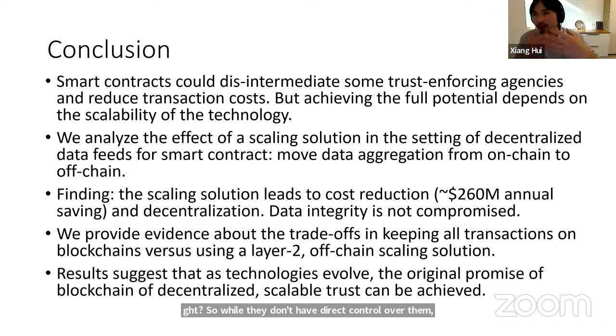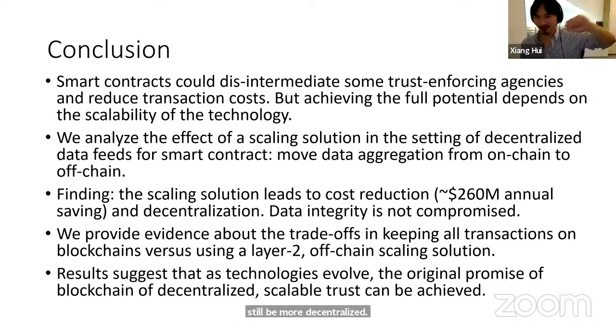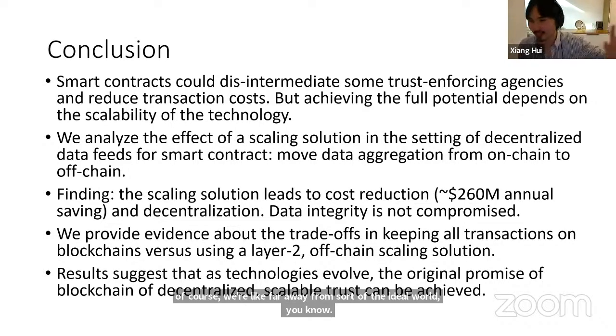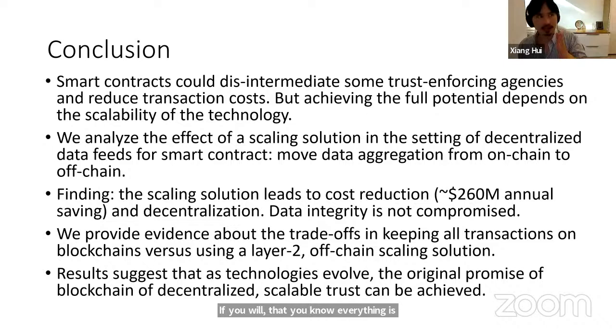So in some sense, people do have some monitoring power, which gives them a bit of power to nudge Chainlink to make these changes, right? I would think that compared to a more traditional closed platform like Amazon, Chainlink would still be more decentralized. Of course, we're far away from the ideal world, if you will, where everything is fully decentralized. But I'm not working for Chainlink now, so I don't have to say nice things about them.